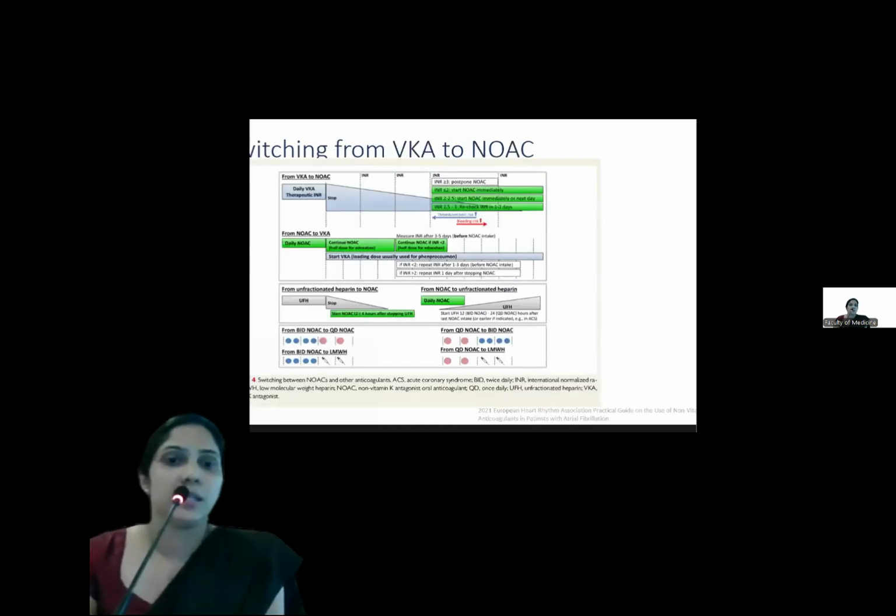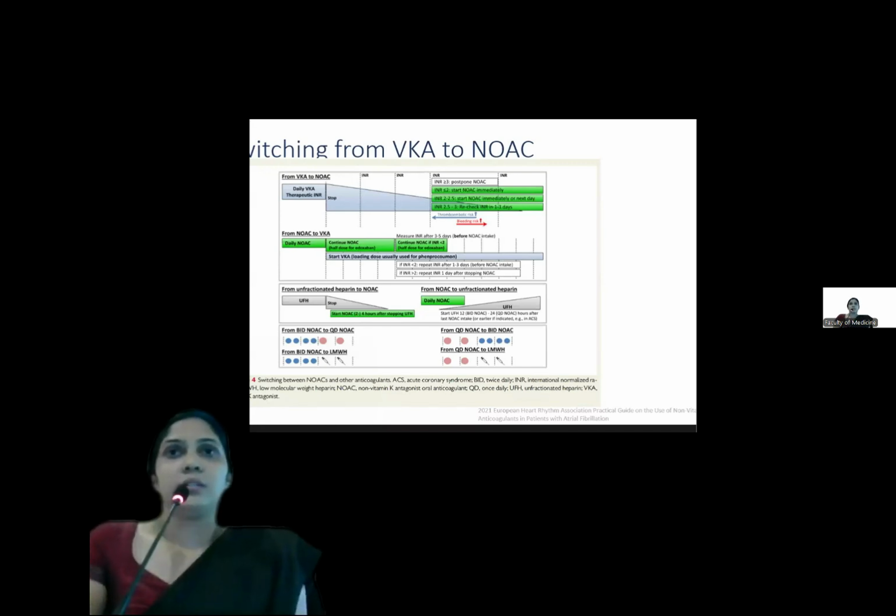So this is the last slide of the talk today. If you happen to switch among anticoagulants, how would you do that? It's very simple. If the patient is on warfarin, you check the INR. If it is in the therapeutic range, stop warfarin and repeat the INR in 3 days' time. If the INR is less than 2, you can start DOAC, otherwise you have to wait till the INR becomes less than 2. If you want to change the other way around, from DOAC to warfarin, you have to continue DOAC until we reach the therapeutic INR.